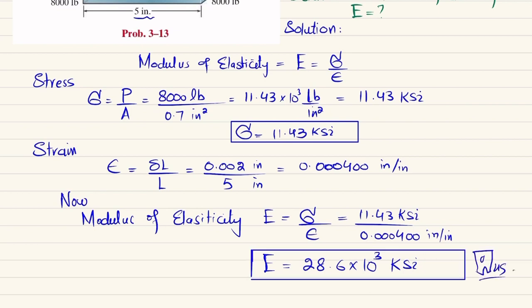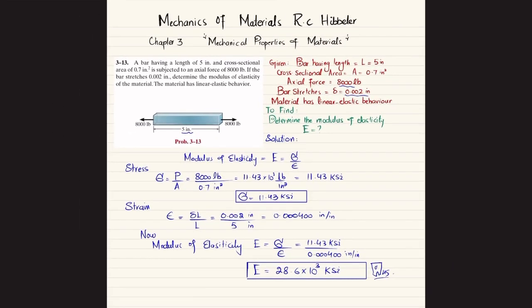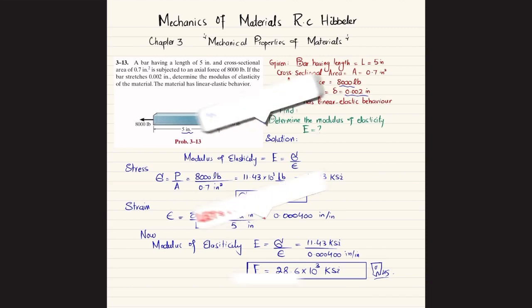So this is the modulus of elasticity for the given load and the cross-sectional area for the material. And that was all about this problem 3-13.